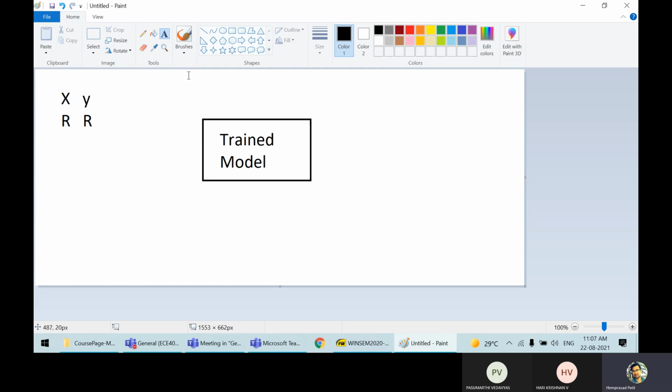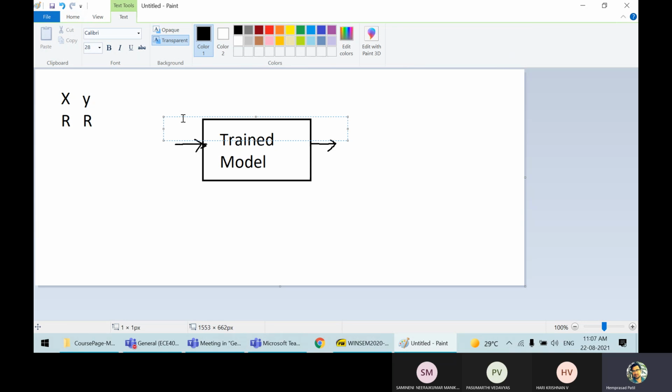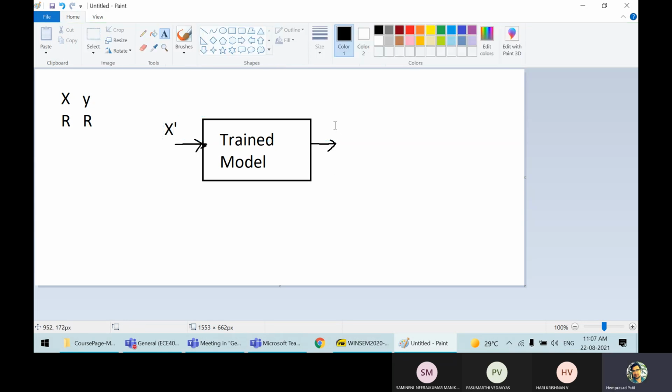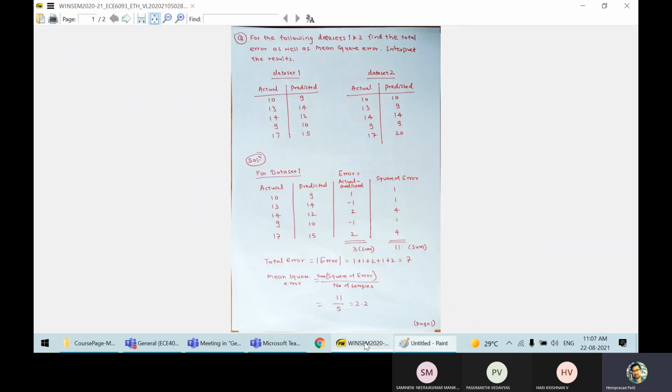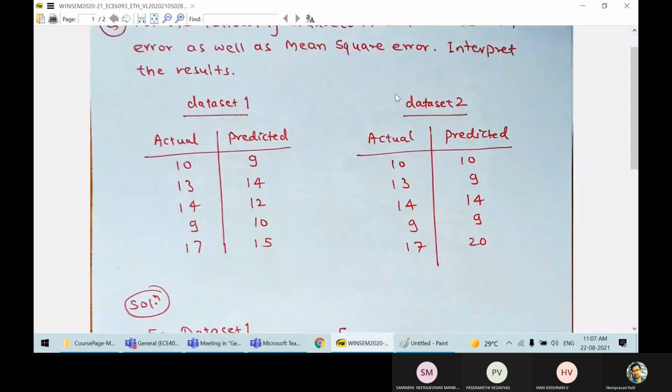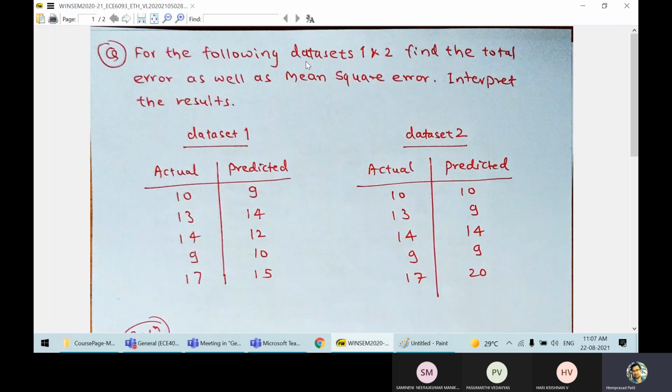Now, at the time of testing, when the test inputs are given, this model gives some output. I will call it X dash and the corresponding predicted output Y dash. And those are like this. So the following data sets 1 and 2, they are like this. Find the total error as well as mean square error. Interpret the result. This is the numerical.